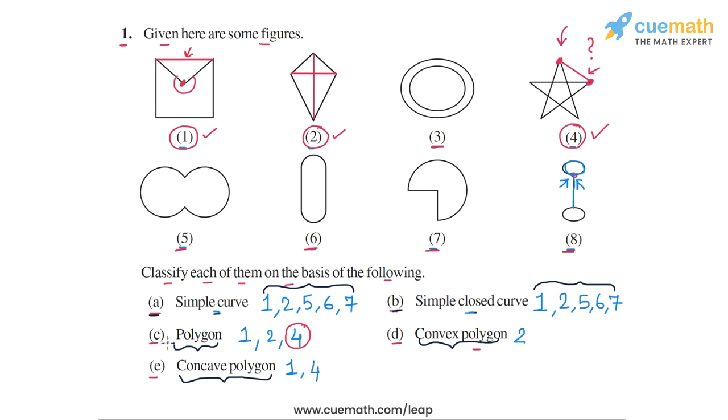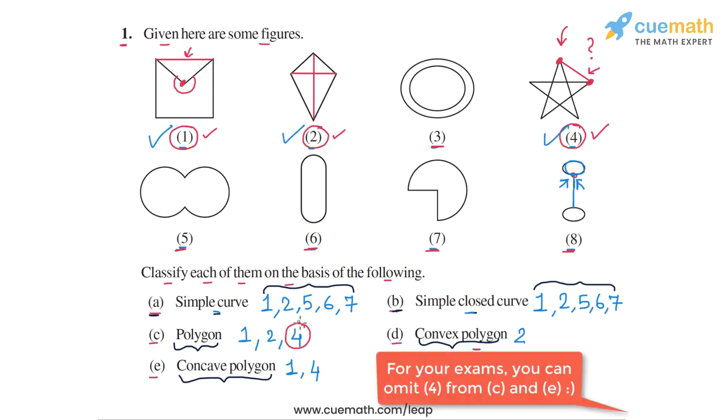So to summarize what we have done, from the 8 figures that we are given, figure number 1, 2 and 4 are polygons, where figure 4 is not a simple polygon, it's a crossed polygon. And of these 3, only figure number 2 is a convex polygon and the remaining 2 are concave polygons. And that completes question number 1.